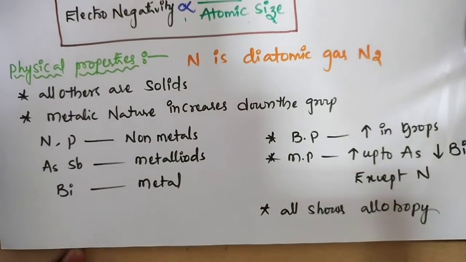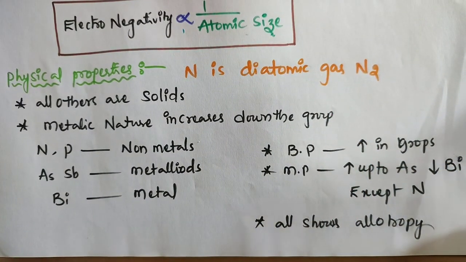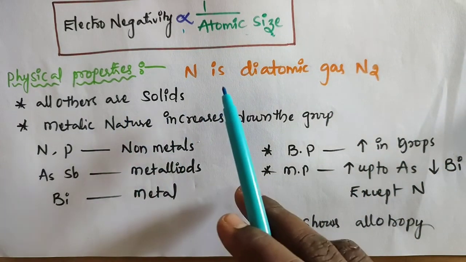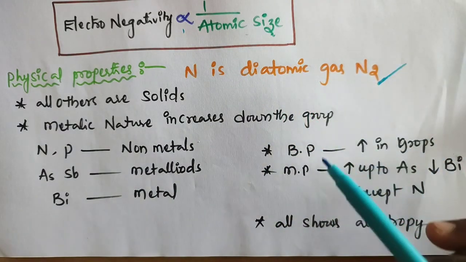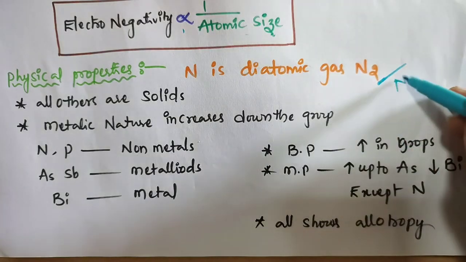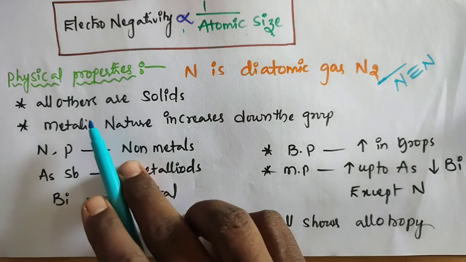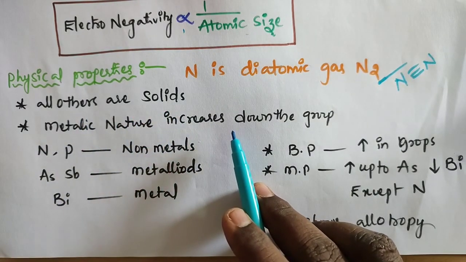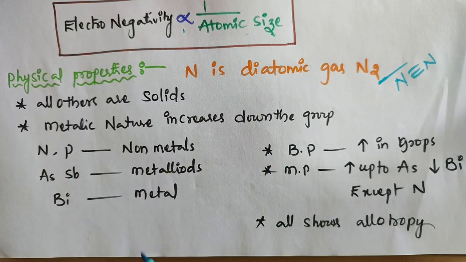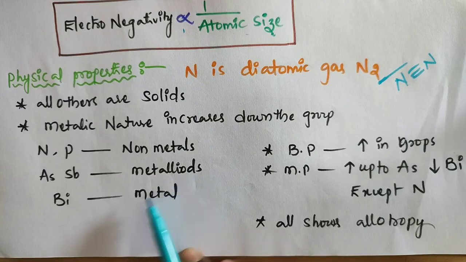Next, physical properties of these elements. Nitrogen is a diatomic gas. It is available as N2, diatomic; between the two nitrogens a triple bond is present. All others are solids. Metallic nature increases from top to bottom in the group. Nitrogen and phosphorus are non-metals. Arsenic and antimony are metalloids. Bismuth is a typical metal.